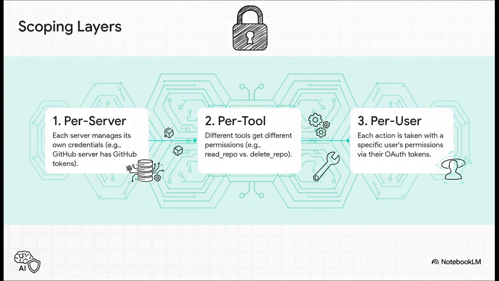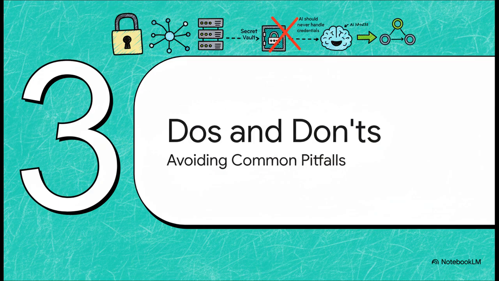Then you can drill down to per tool scoping. A tool that just reads a repo should only have read-only permissions, right? While a tool that deletes a repo needs something more powerful. And finally, the most granular level is per user scoping, where every single action is performed using the permissions of that specific logged-in user. Phew, we have covered a ton of ground.